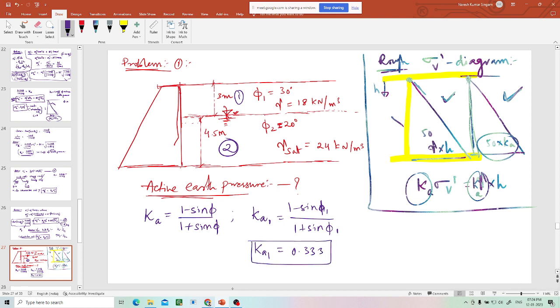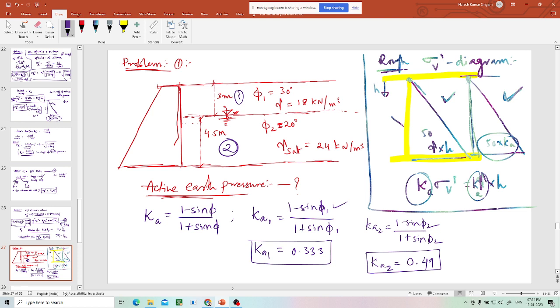Can you tell me what Ka2 is? You just take phi 2 instead of phi 1. Ka2 is 1 minus sine phi 2 divided by 1 plus sine phi 2. What is Ka2? It will definitely be less than 1. I also have 0.49, right? Okay. So now you have two Ka values for two layers.